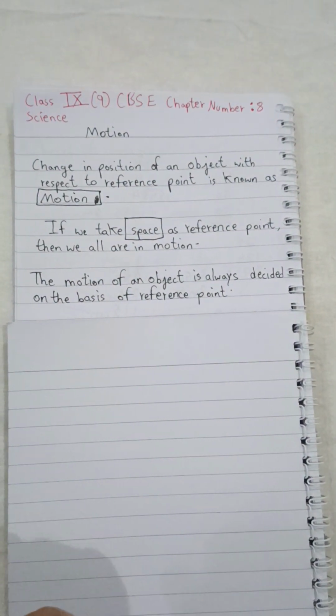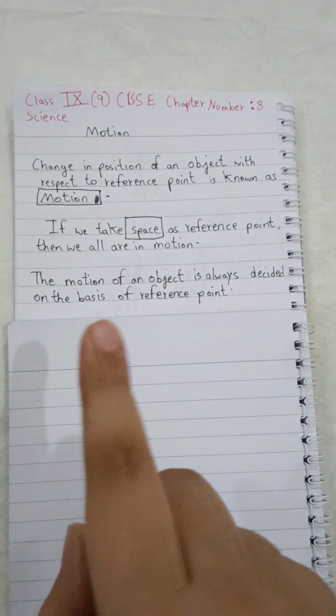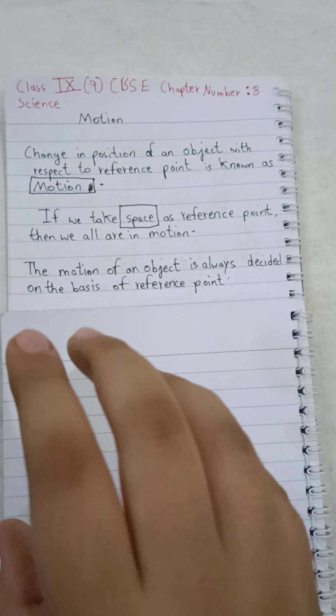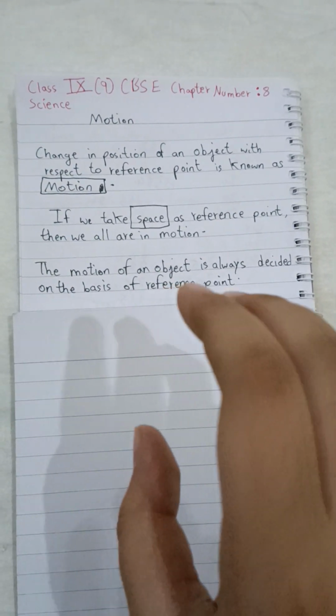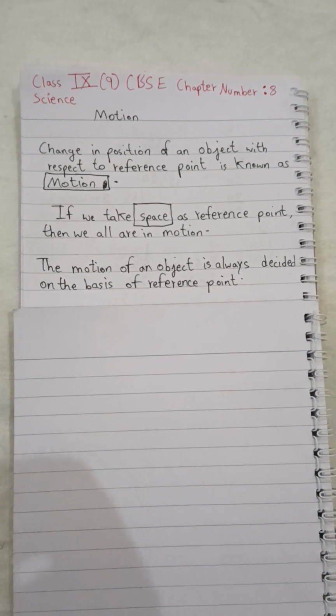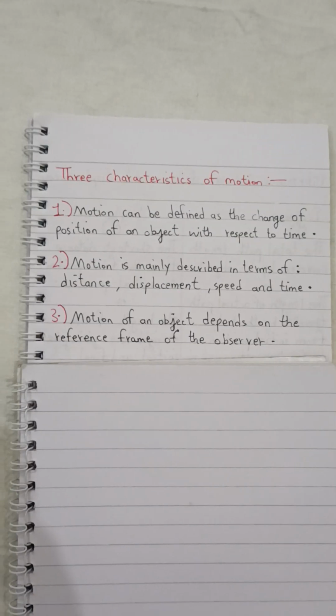Here it is written: the motion of an object is always decided on the basis of the reference point. So here it's saying that the motion of an object always depends on the reference from where it started. Okay, so I'm going to show the characteristics of this. Let's head to the next page.